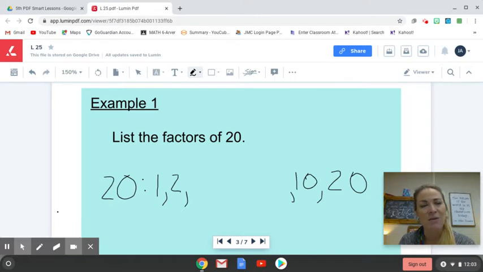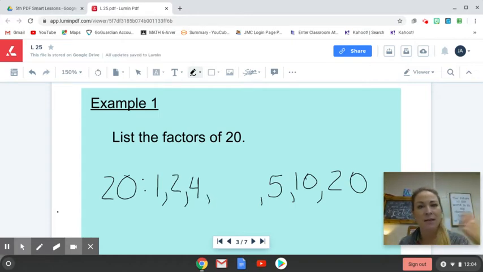So then I skip it and move on to my next counting number, which would be 4. Can 4 go into 20 without a remainder? And the answer is yes. So I'm going to write down 4. And 4 times what? Well, 4 times 5 is 20. So I'm going to write my 5 there, add my commas.